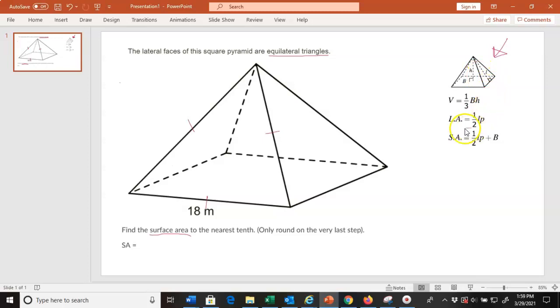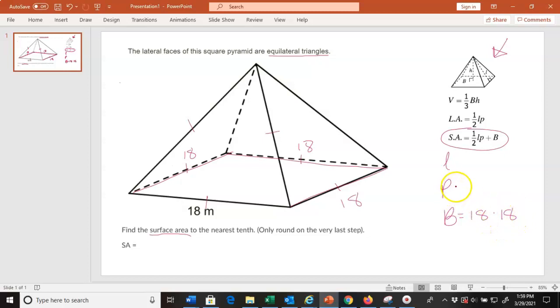So we want to do surface area here. We're going to need L and P and big B. So let's start with big B. Big B is the area of the base. The base of this shape is right here, and it's a square. Because they're equilateral triangles, remember, all of these are 18. Everything's 18. So the base of a square is length times width, so it'd be 18 times 18.